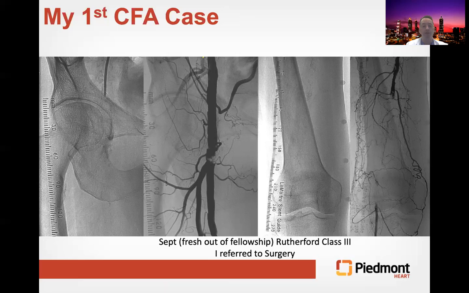I referred the patient to vascular surgery at this time, not only because he had common femoral disease, but he had this occlusion in the popliteal in the P1 into the P2 segment. I thought he should do well with a fem below-the-knee bypass.